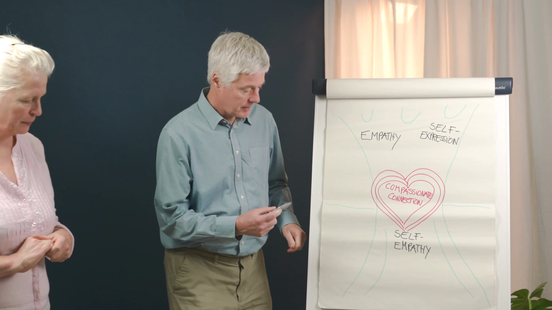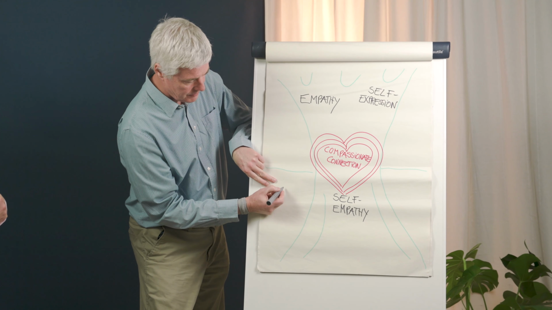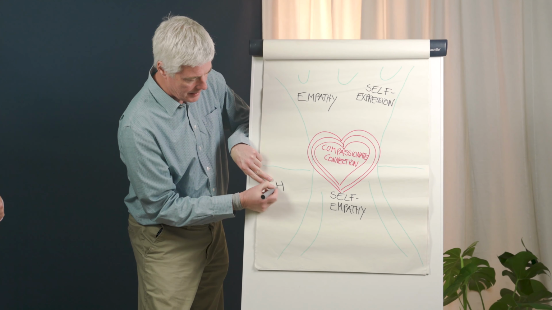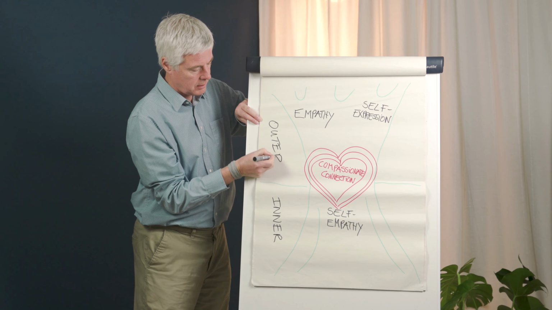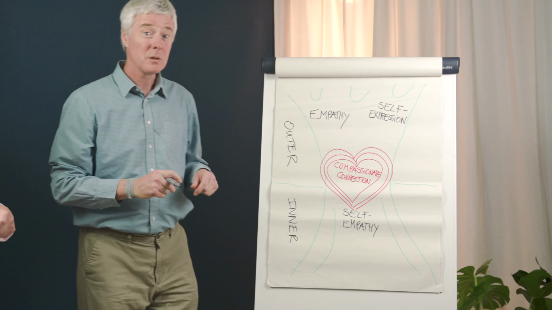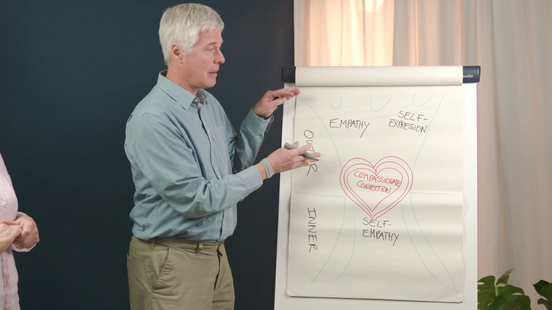So, as Gesine has been saying, the roots obviously are below the ground, and this represents our inner world. So this is self-connection down here. And then the branches out here are in the outer world. And I want to talk a bit about how they relate. What's the connection between the roots and the branches?